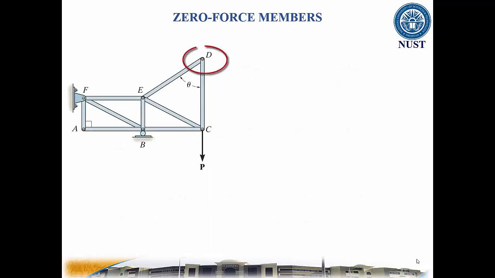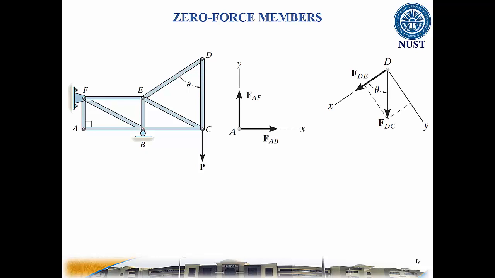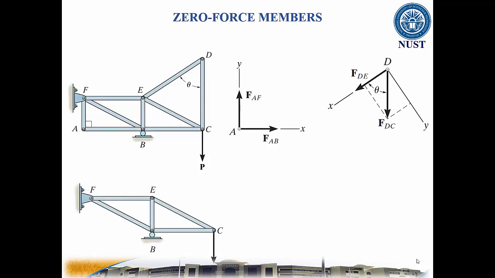If a joint has only two non-collinear members and there is no external load or support reaction at that joint, then those two members are zero force members. In this example, members DE, DC, AF, and AB are zero force members. You can easily prove these results by applying the equations of equilibrium at joints D and A. Zero force members can be removed, as shown in this figure, when analyzing the truss problem.